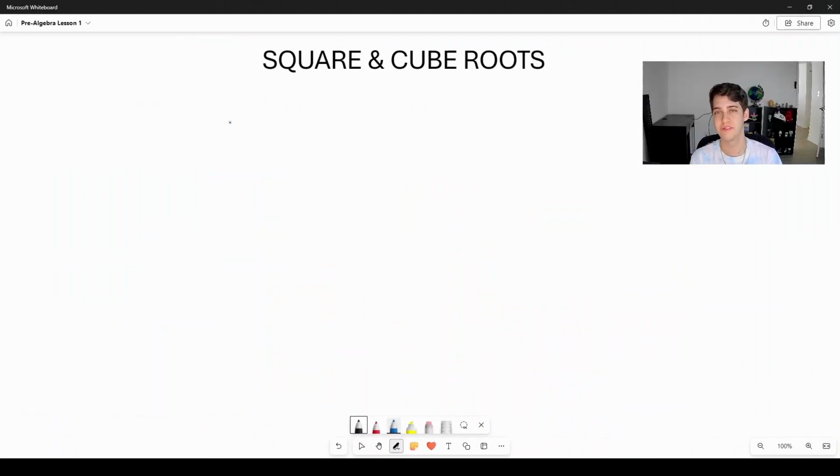All right, square and cube roots. So what exactly is a square root? It's something like this. If you ever see this symbol, this is a square root. If you ever see that symbol with a little 3 here, that is a cube root. And it just kind of changes the operation that we're doing.